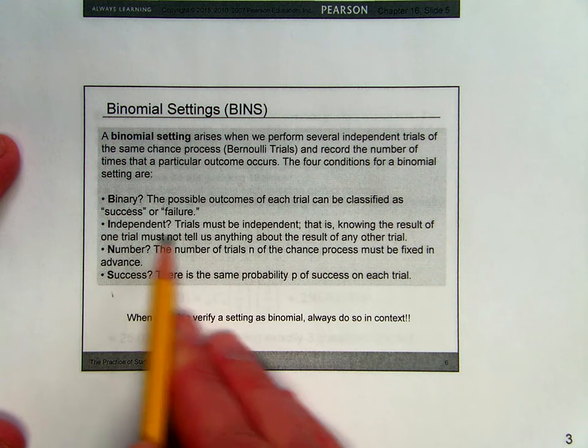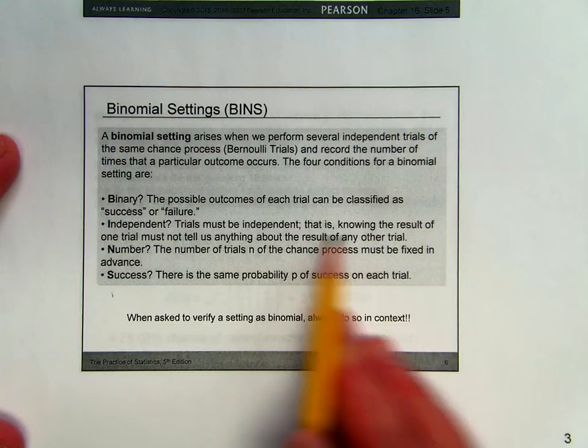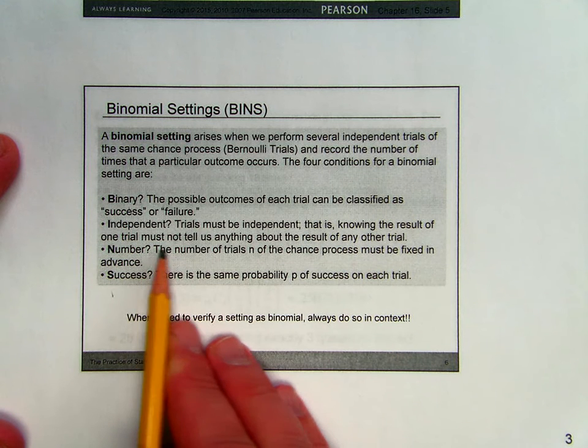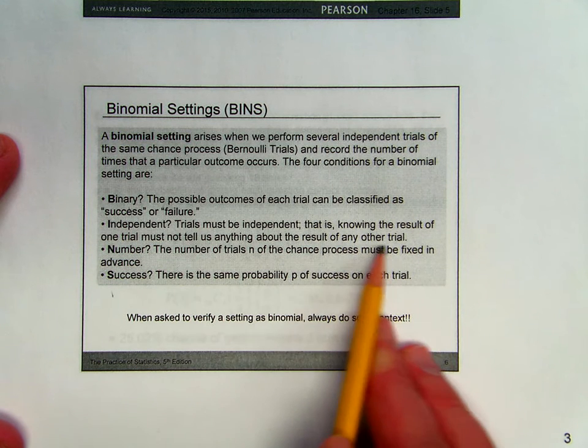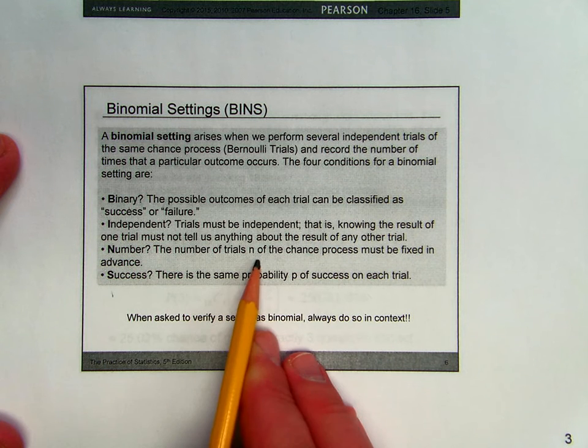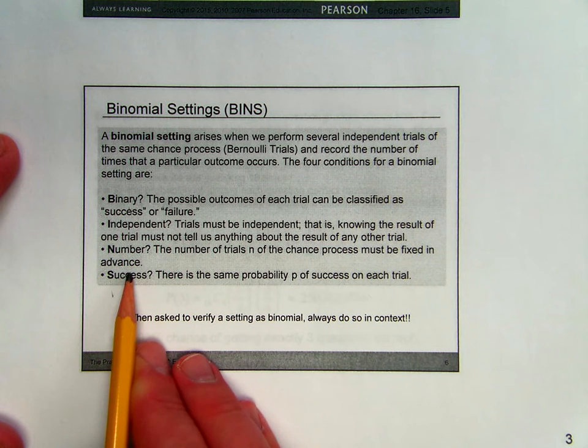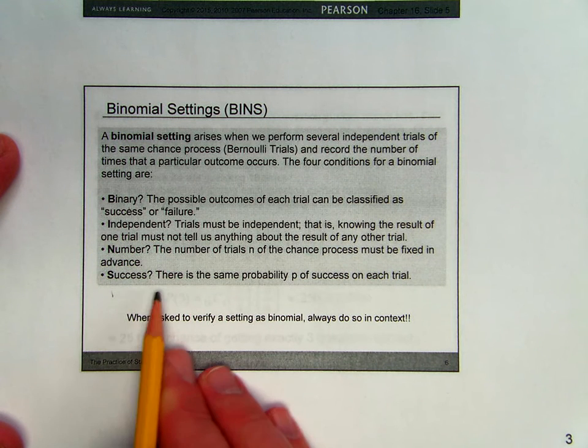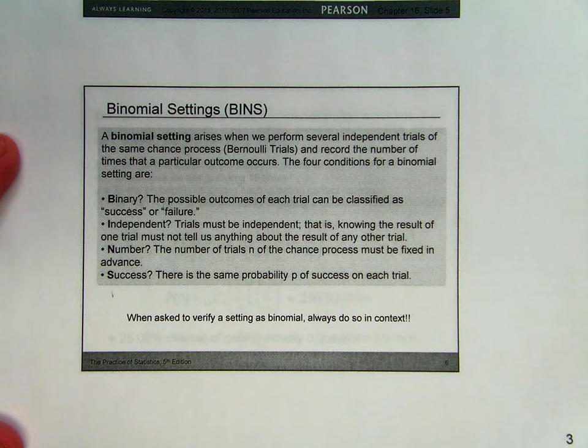I stands for independent. Trials must be independent. That is, knowing the result of one trial must not tell us anything about the result of another trial. N: the number of trials n of the chance process must be fixed in advance. And then S: there is the same probability of success p on each trial.